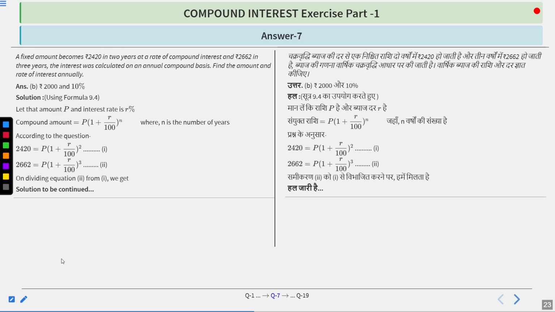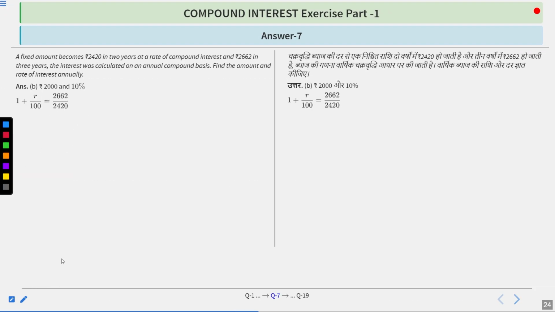So on dividing equation 2 by 1, we get 1 plus R upon 100 is equal to 2662 upon 2420. Therefore, from this equation, the value of R is going to be 10%. Now from equation 1, 2420 equal to P into 1 plus, in place of R we have put 10, so 1 plus 10 upon 100 whole square.